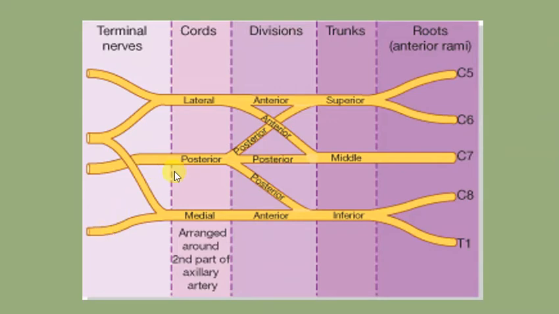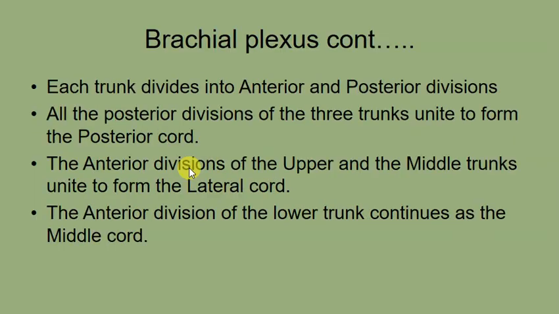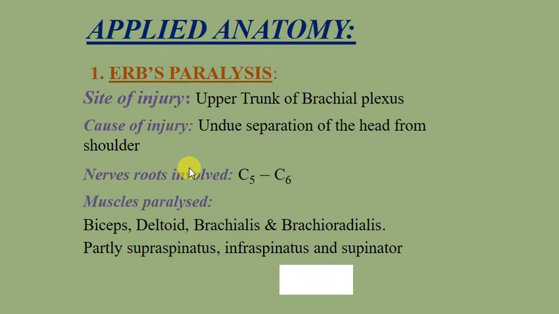Kama it affects almost all nerves, that means most of the parts of the hand will be affected, because a certain part of almost all nerves will be injured, will be affected. Now we are saying that for the upper trunk of the brachial plexus, causes of the injury can be undue separation of the head from the shoulder, undue separation of the head from shoulder.